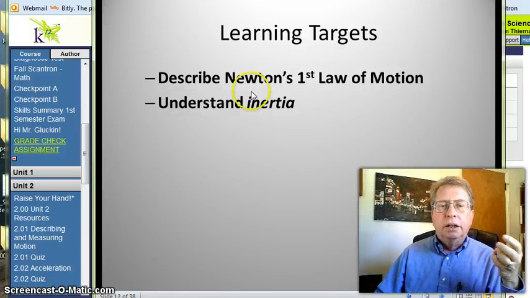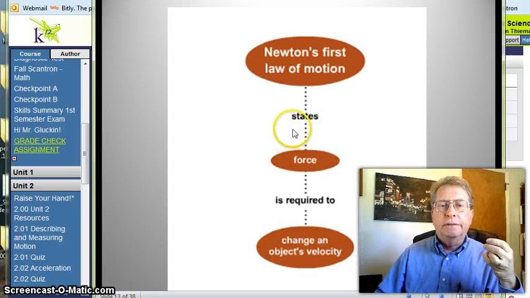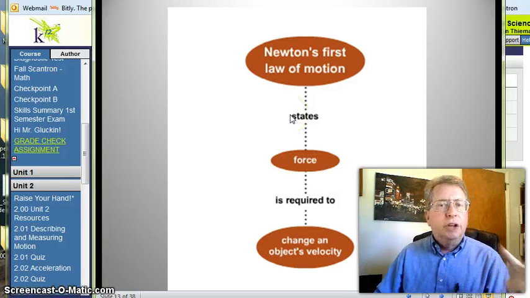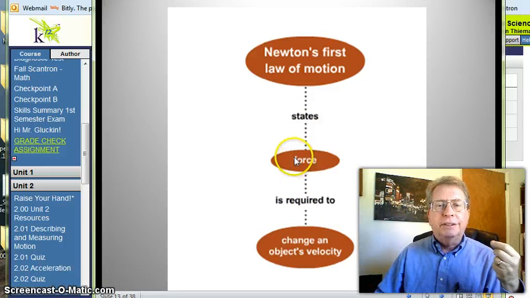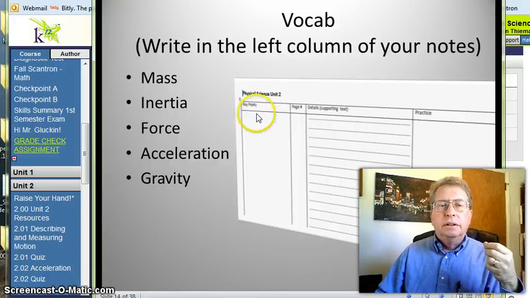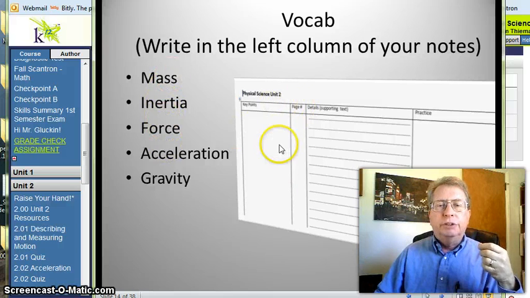So, moving right along, here today we're going to talk about Newton's first law of motion, and you're going to be able to understand inertia. So, the first law of motion is simply that you need force to change an object's velocity. That's all there is to it. There has to be a force involved. Now next, I want you to pause the video and write these words in the left column of your notes here. Okay? These key words. So pause the video and write these down right now.